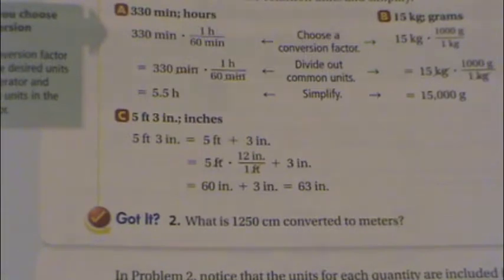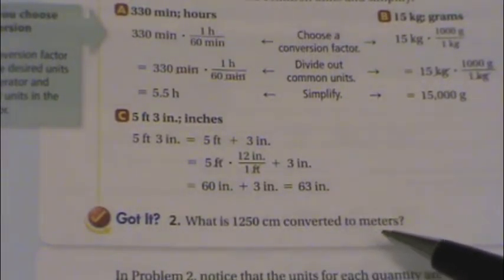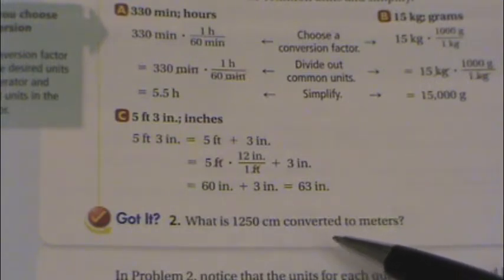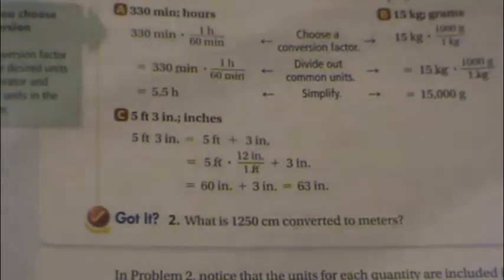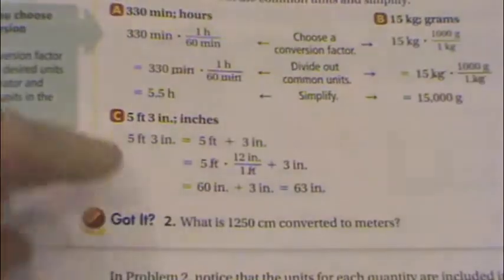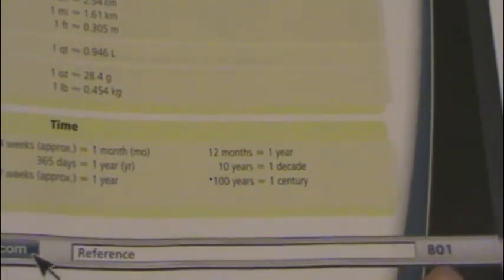Got it, number 2. What is 1,250 centimeters converted to meters? For those of you that still can't remember how many centimeters there are in a meter, on page 801 in the back of your book, there is a table of equivalencies. It's actually a typo in your book. The book says it's on page 723. It's not. Page 801.